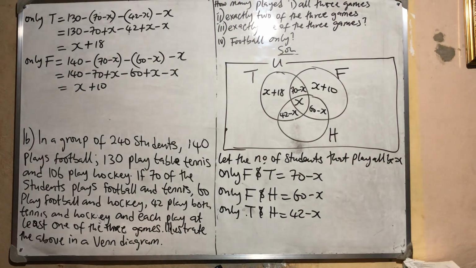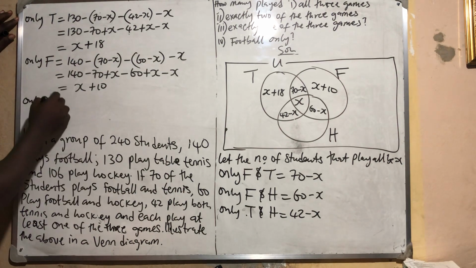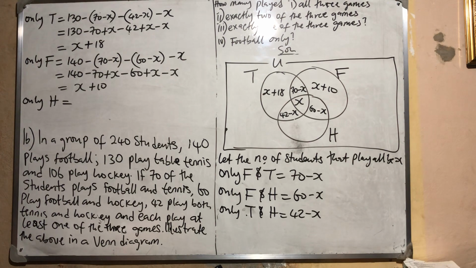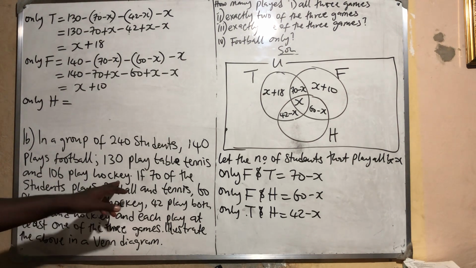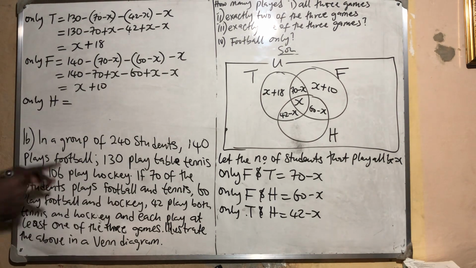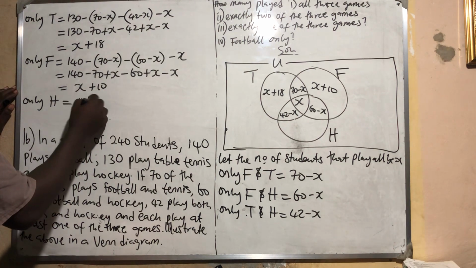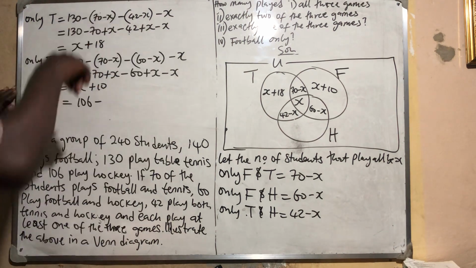So the last person now, let's get for only hockey. So only H will now be, let's go again. They gave me that 106 played hockey. They did not put only. So to get only hockey will now be what? 106 minus everything that entered inside of hockey.